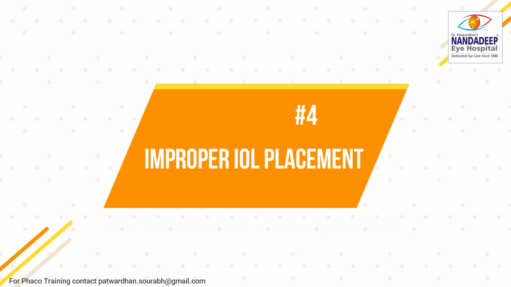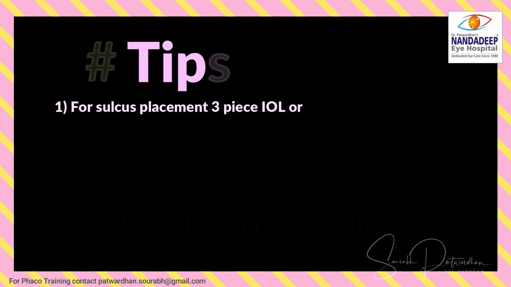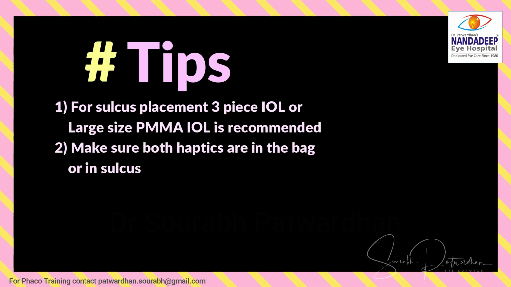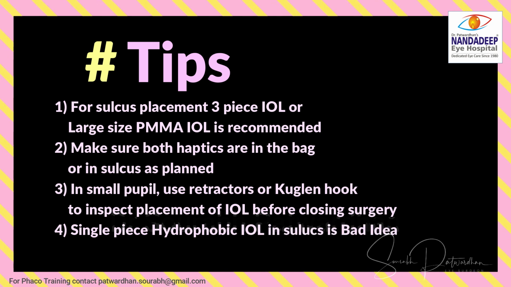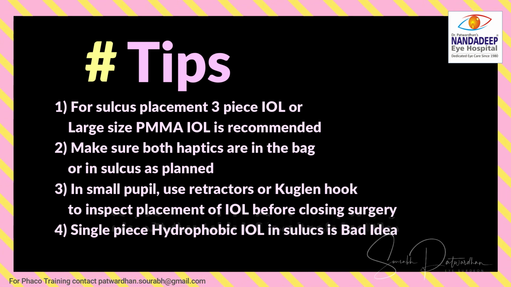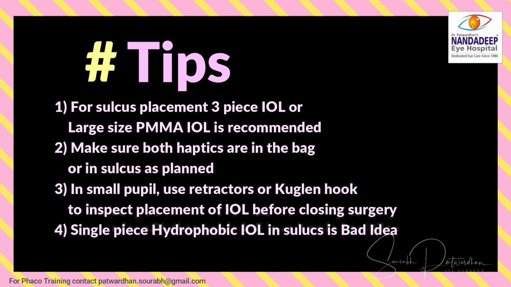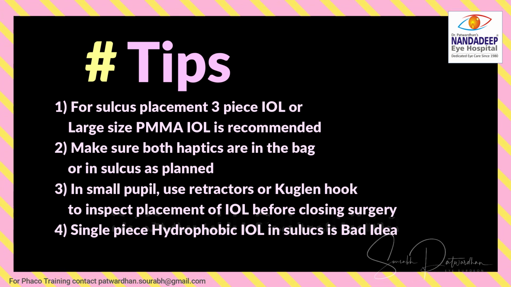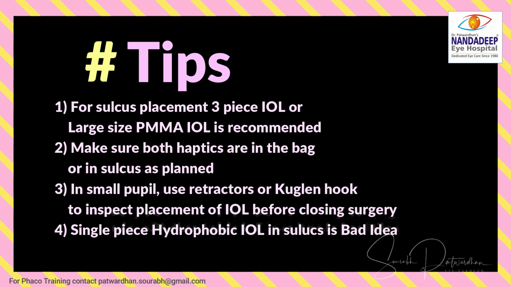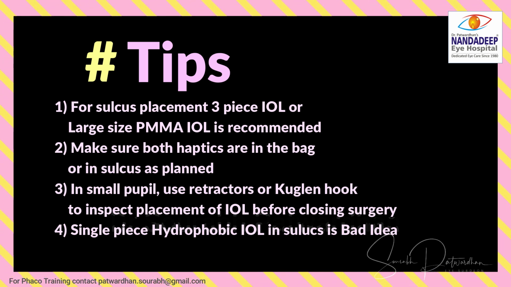Improper IOL placement. Now, every IOL has to be properly checked before closing the surgery. For sulcus placement, a 3-piece IOL and a large size PMMA IOL is recommended. Make sure both the haptics are either in the bag or in the sulcus as per the plan. In a small pupil, use retractors or a Kuglen hook to inspect the placement of the IOL before closing the surgery.